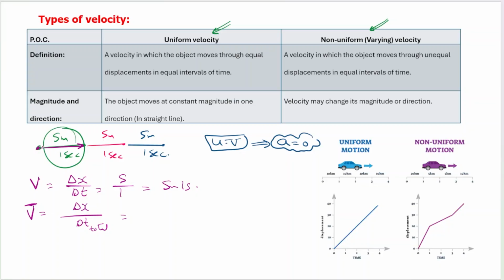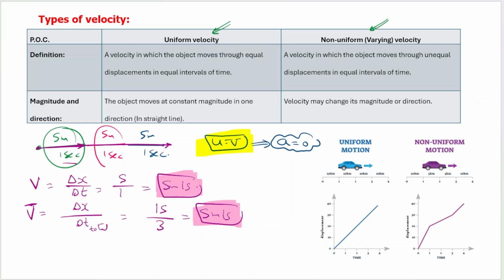So the total displacement in this case is 5 plus 5 plus 5, which is 15. The total time is 1 plus 1 plus 1, which is 3. It's 5 meters per second. Can you see? The average velocity is equal to the instantaneous velocity. This is because this object is moving with uniform velocity.